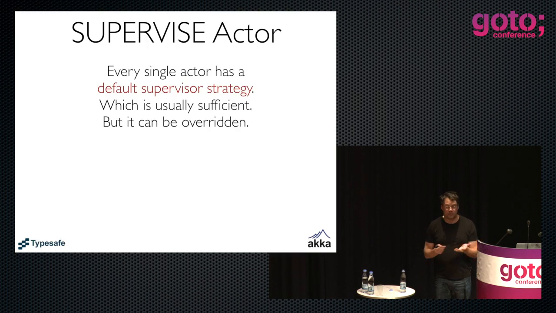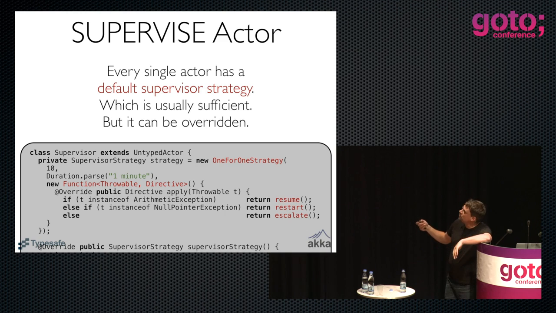And by default, each actor has a default supervisor strategy, and if you don't do anything, you're usually fine with the defaults. But it can be overridden, and the way you do it is like this. It's a bit ugly from Java as well, I have to say, being used to Scala. But basically it's a DSL here. The gist of it is here, in this apply. The rest is just boilerplate, basically.